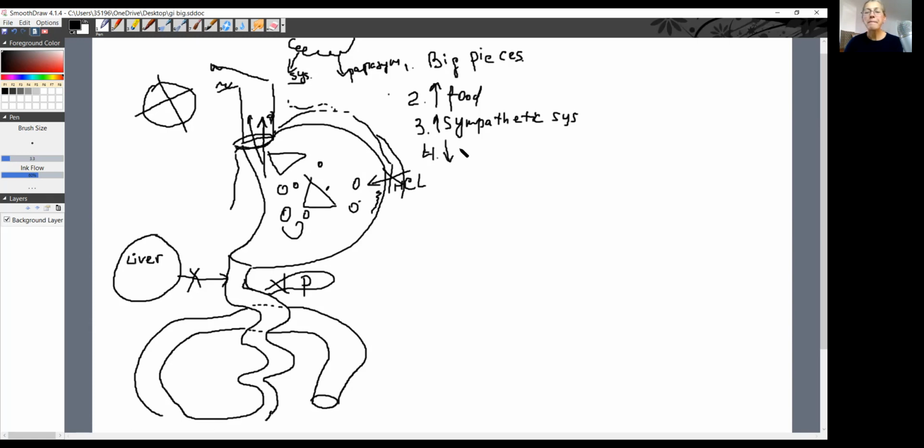Problem number 4 is understimulation of the parasympathetic system. The parasympathetic system gets stimulated only when you start to prepare food, and it takes about 20 minutes. What that means is, you look at the food, you chop the food, you smell the food, and that's the time when you start to stimulate production of hydrochloric acid, and you start to stimulate production of the mucus to protect the lining of the digestive tract from the damaging effect of hydrochloric acid.